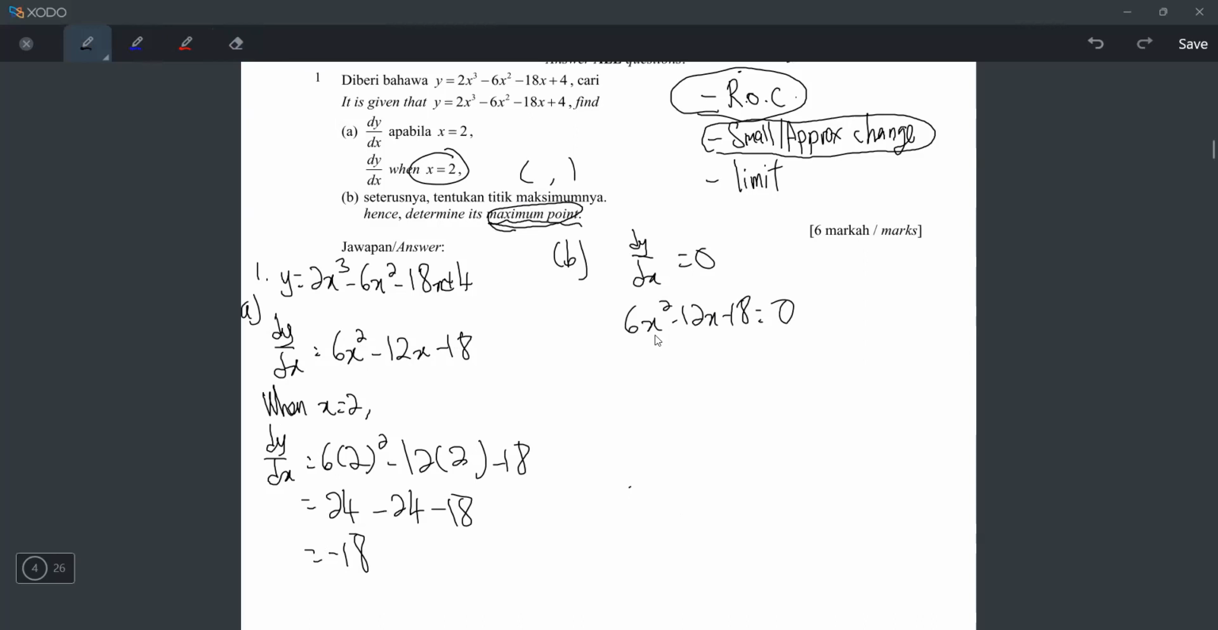You will get 2, right? Why will you get 2? Because this is a quadratic. It means there are 2 turning points. Okay, no problem, let's get the 2 answers first.